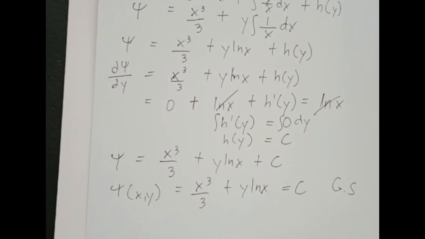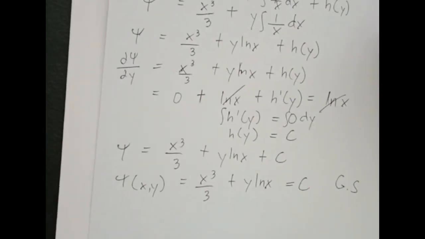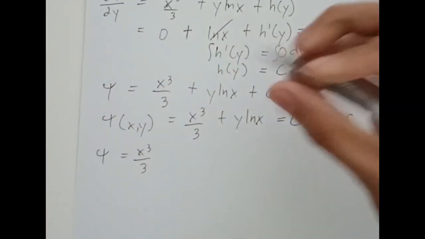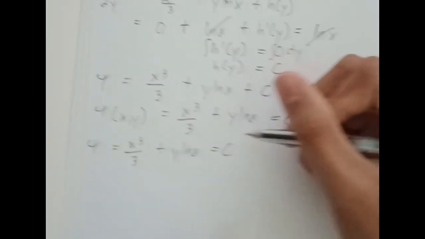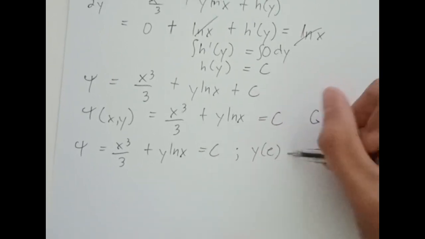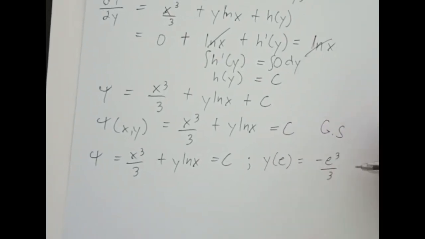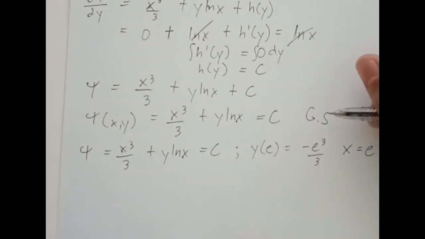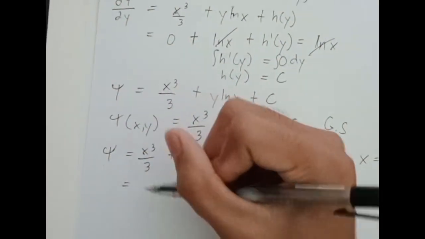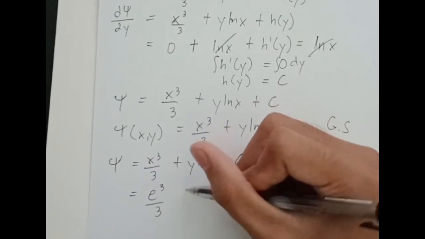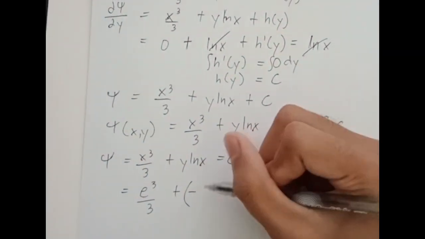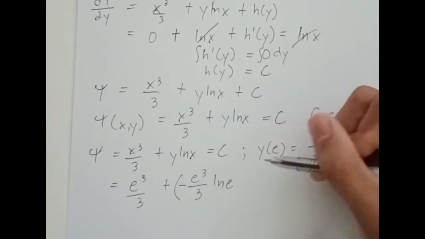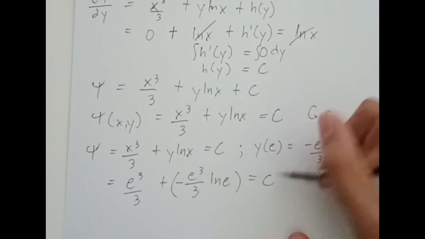In order to find the particular solution, we will find the value of c. So finding the value of c, we'll write psi is equal to x cubed over 3 plus y ln of x is equal to c, where y of e is equal to negative e cubed over 3, and our x is equal to e. So plugging the value of y of e and x equals e into our psi function, that will be e cubed over 3 plus negative e cubed over 3, that is our y, times ln of e, because we'll replace x with e. So that is equal to c.